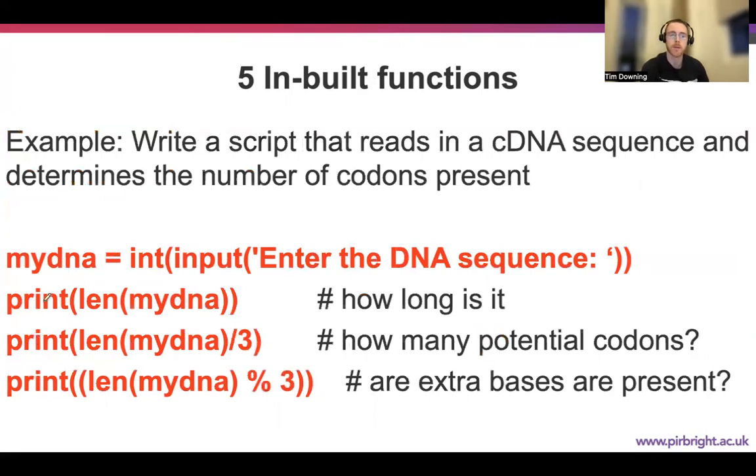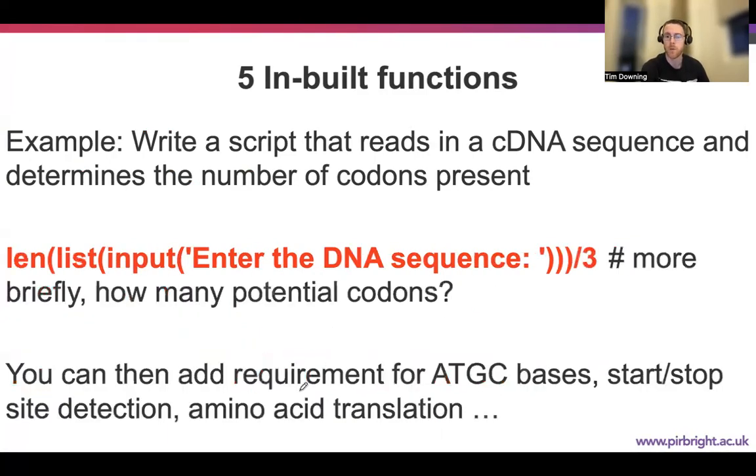So an example of that is that we can print the length of my DNA, the DNA sequence. We can then divide by 3 to see how many potential codons it could have if it's a coding sequence. We can also get the actual number of codons if we take len DNA modulus 3 to see how many remaining bases will be left over. We can make this more concise by creating a list out of it and getting the length of that. And we could print this out to say what that length is.